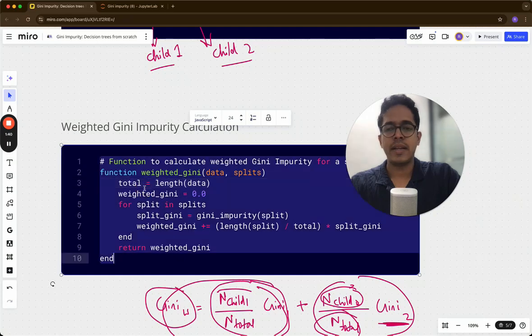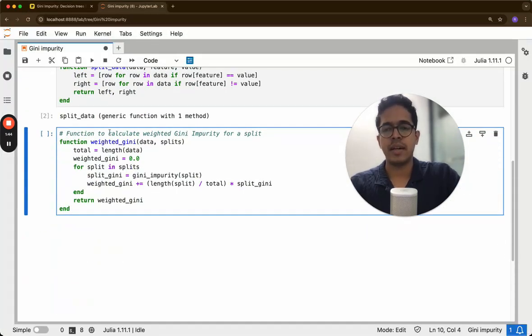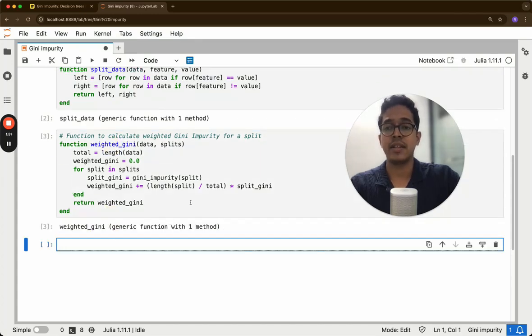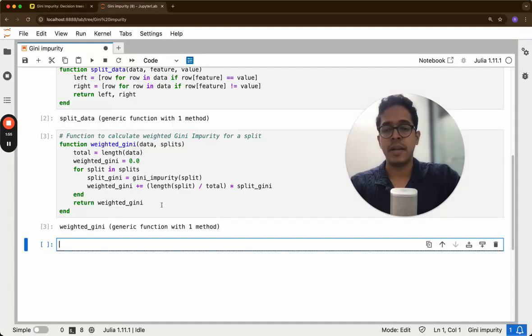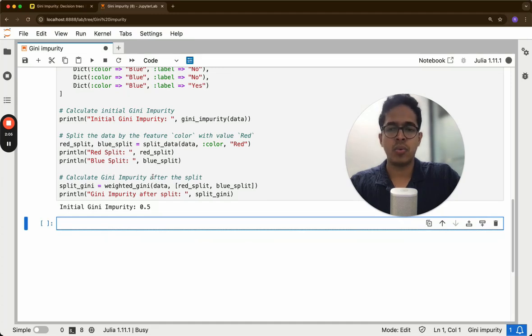Then after splitting the data, we have 2 children and we have to calculate the weighted Gini entropy of those 2 children. That is what this function is doing. So Gini entropy is calculated by the first function, but this one just does the weighted average. And after this, we define the data set and we simply call these 3 functions. I already explained this in so much detail that I don't have to go through it again right now. But let me just run this and show what's happening.